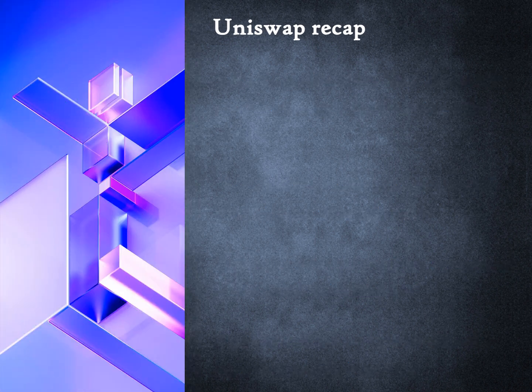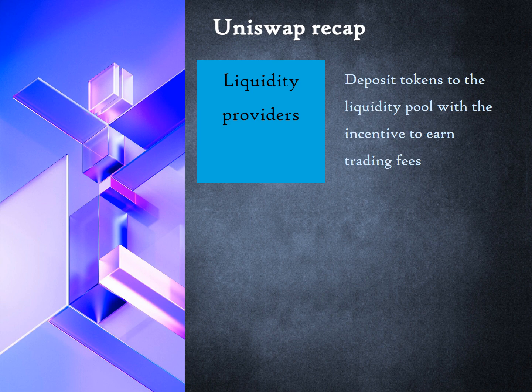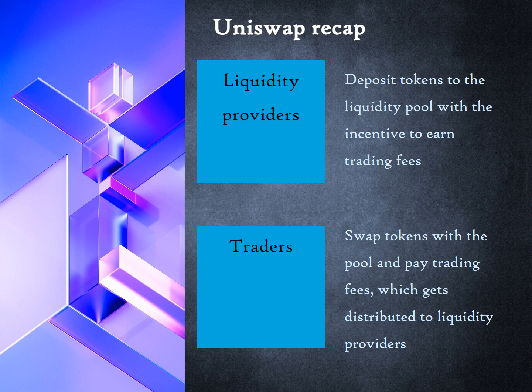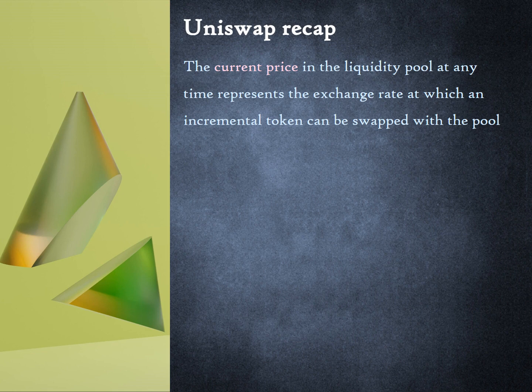There are two categories of users who interact with Uniswap. Liquidity providers deposit tokens to the liquidity pool with the incentive to earn trading fees. Traders swap tokens with the pool and pay trading fees, which gets distributed to liquidity providers. The current price in the liquidity pool at any time represents the exchange rate at which an incremental token can be swapped with the pool.